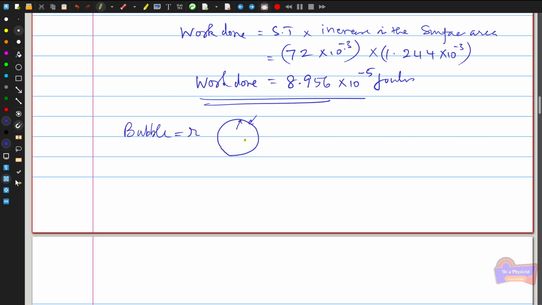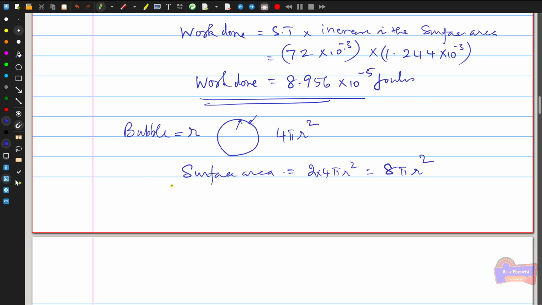So each of the surfaces is equal to 4 pi r squared. Therefore, the surface area of the film forming the bubble is actually 2 times 4 pi r squared, which is equal to 8 pi r squared.